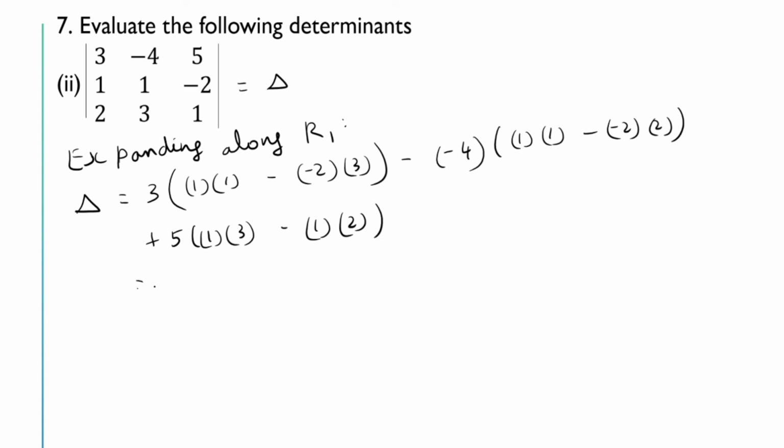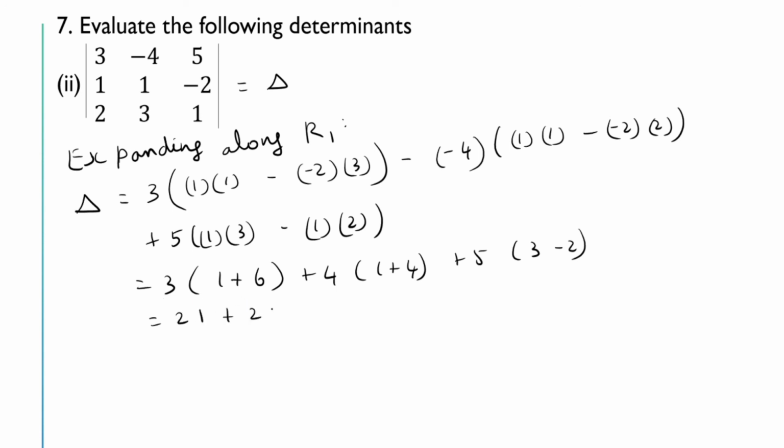So this is equal to 3 into 1 plus 6, plus 4 into 1 plus 4, plus 5 into 3 minus 2. So this is equal to 6 plus 1, 7 into 3, 21, plus 4 into 5 is 20, plus 5. So this is equal to 46. So therefore the value of the given determinant is 46.